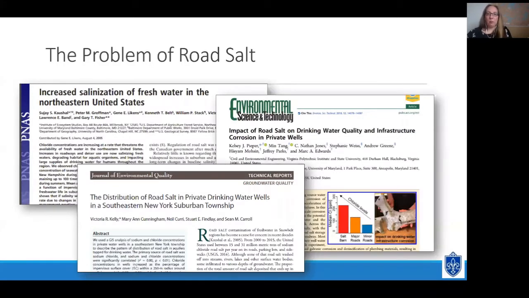But salt doesn't just stop in the streams. It can migrate into groundwater, and it can accumulate in lakes. And so both surface water and groundwater serve as drinking water supplies. The increase in salt in these drinking water supplies raises concerns about water potability, especially for those who have underlying health conditions like heart disease.